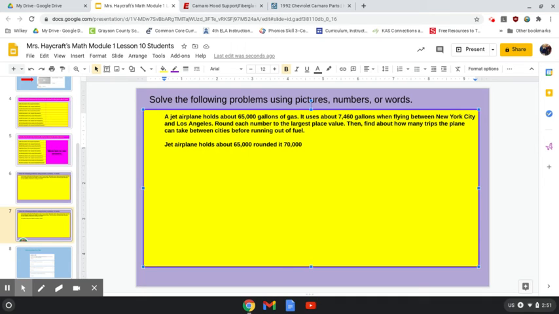So it's 70,000. Now, it uses 7,460 gallons when flying. One trip. So if that is rounded to the largest, it's going to be to 7,000. So I'm going to say that rounded, it would be 7,000.